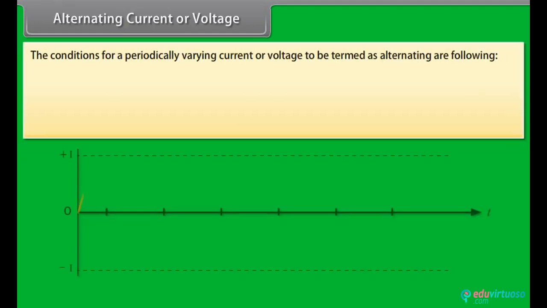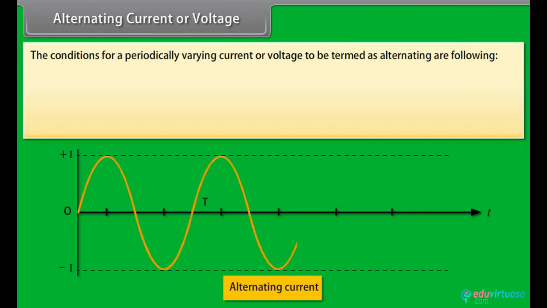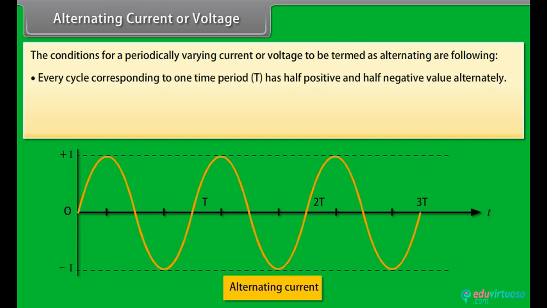Alternating current or voltage. The conditions for a periodically varying current or voltage to be termed alternating are the following. Every cycle corresponding to one time period has half positive and half negative value alternately. In case of current, it means that the direction of current reverses after every half cycle, and in case of voltage, it means that the polarity of potential difference reverses after every half cycle.